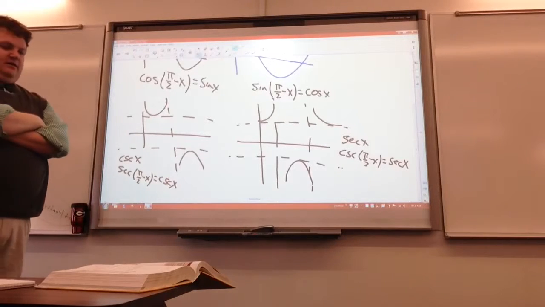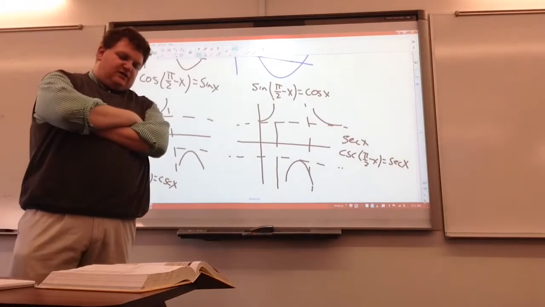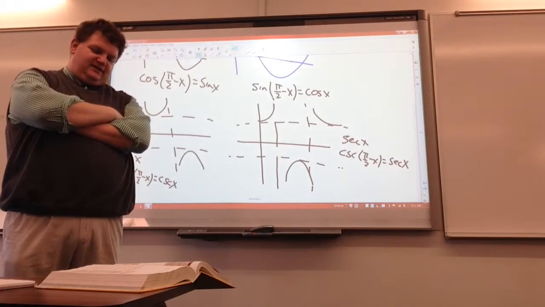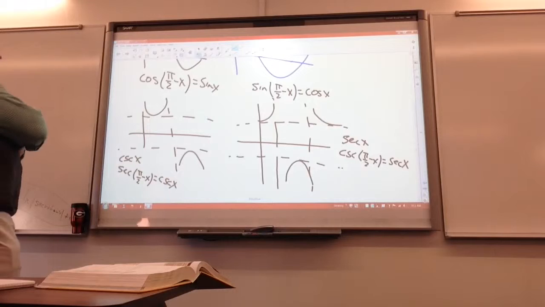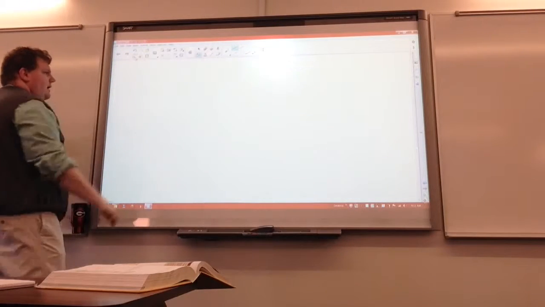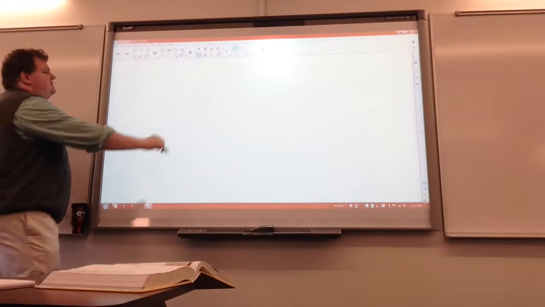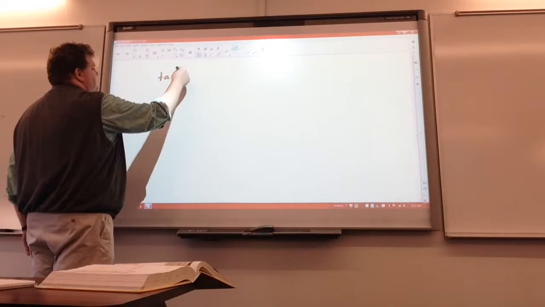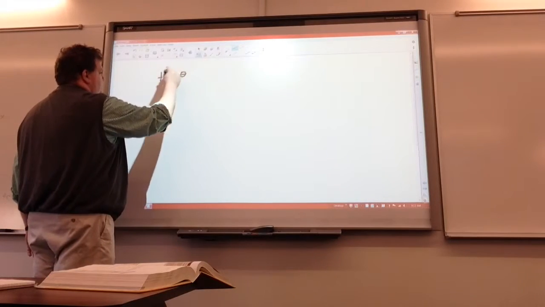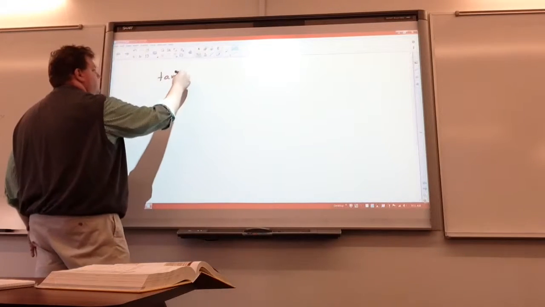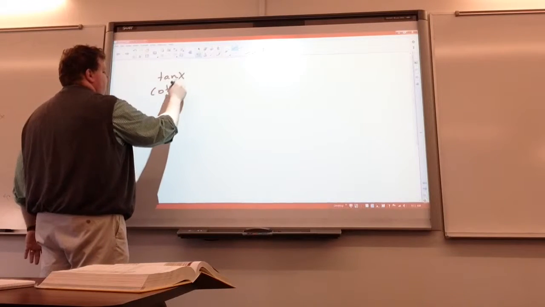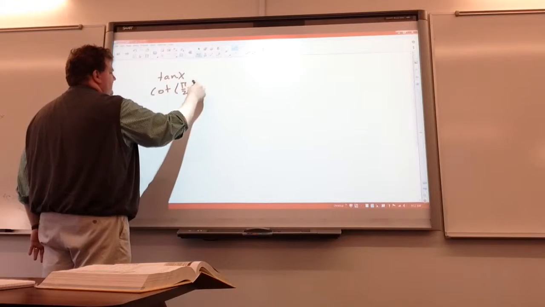Excellent. What do you think is going to happen with tangent and cotangent? Do you think they're going to do anything different? Nope. They're also going to follow the same way. Now, with the tangent and cotangent, the tangent of theta, or x, we'll make it x to keep it in line with the rest of them, we could write that as the cotangent of pi over 2 minus x.